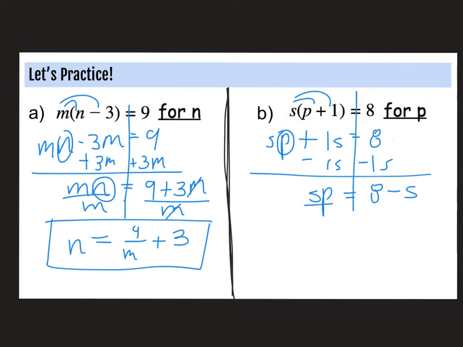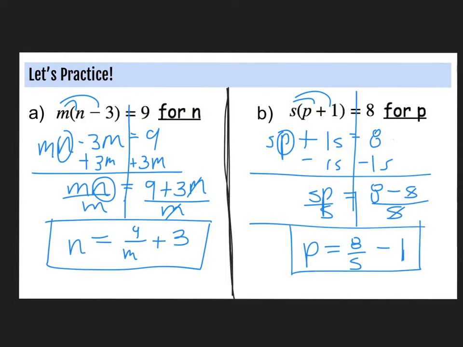To get P by itself, let's divide by S on both sides. Need to divide the entire side by S. So we'll have 8 divided by S, minus S divided by S goes away, leaving us with just 1 for this problem. So a couple different ways we can do those.